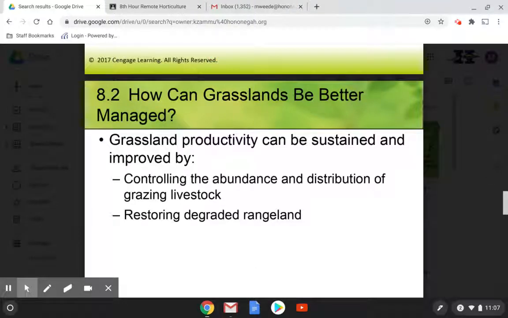All right, welcome to another edition of our Chapter 8 notes. We're going to be going over 8.2 and 8.3. So again, we're going to be talking about how to better manage grasslands and to protect land management.